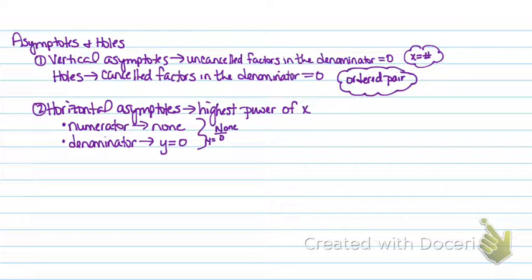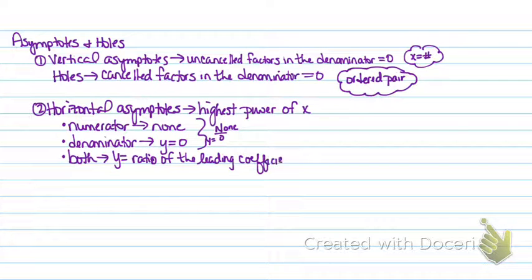But what if it's in both? Well, if it's in both, we're going to take the ratio. It'll be y equals the ratio of the leading coefficients. So we call that y equals a over b, where a is the coefficient in front of the x to the highest power in the numerator, and b is the coefficient of x to the highest power in the denominator.